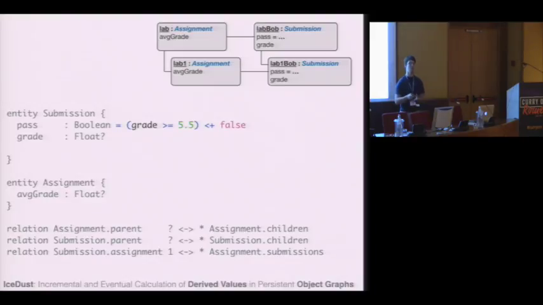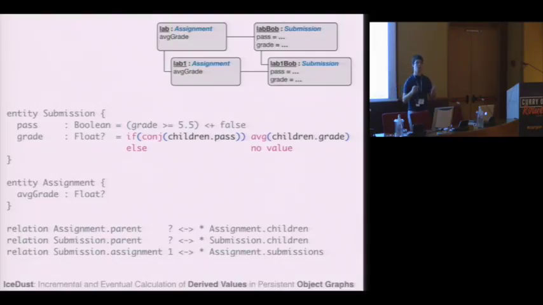So we do this in this fashion, where we say, well, we pass if the grade is higher than the minimum grade, and otherwise false. And we need this otherwise false because we might not have a grade. And if we don't have a grade, we cannot compare it to the minimum grade. And we can continue this and say, well, the grade is the average grade of the children, but only if all children pass. And if one of the children doesn't pass, we don't get a grade at all. And we can specify the average grade of an assignment in the same way.